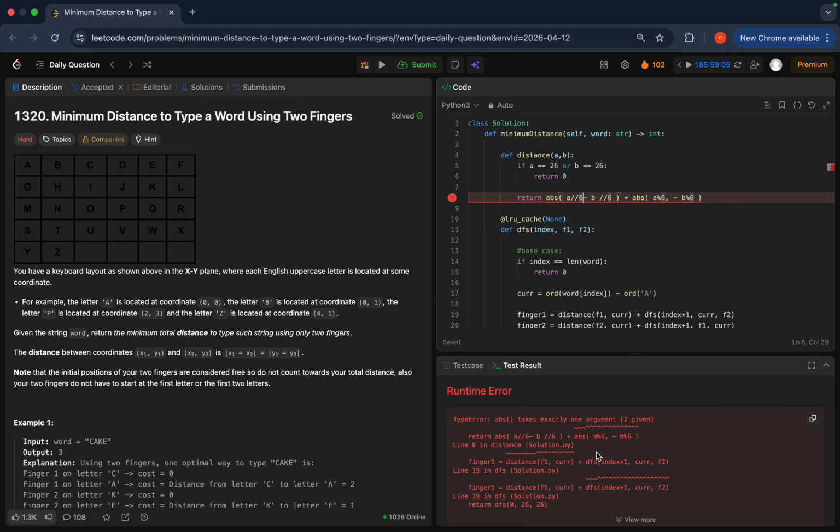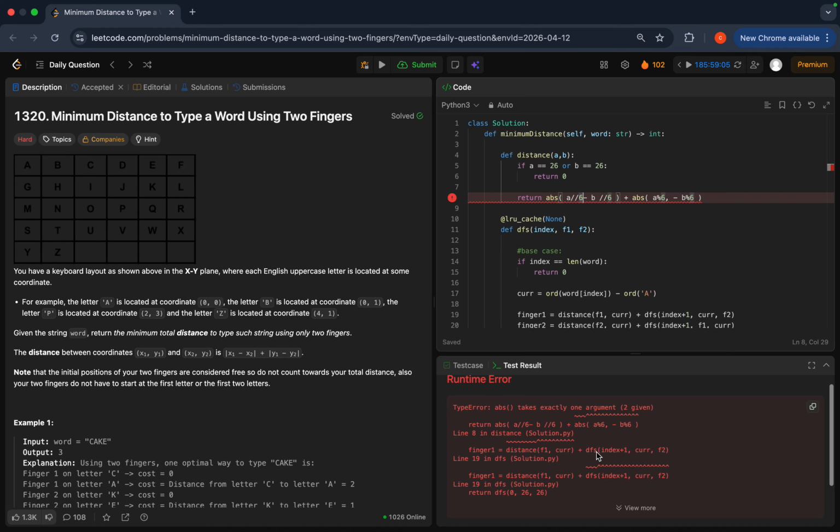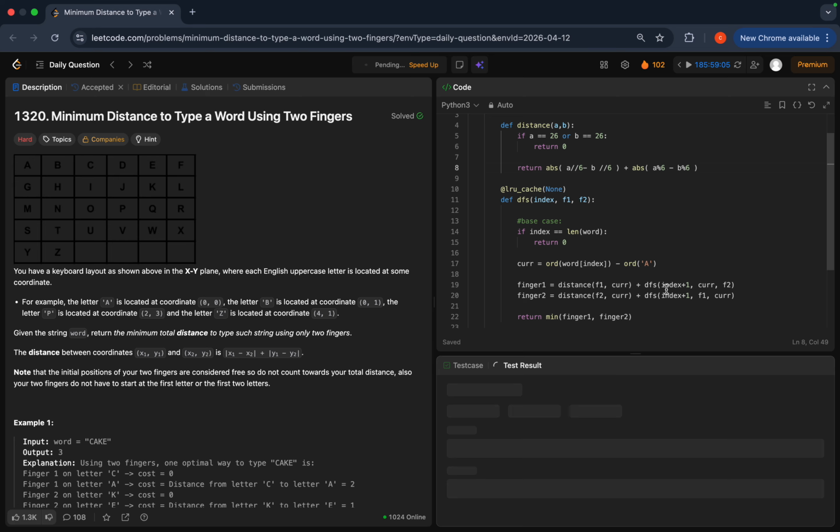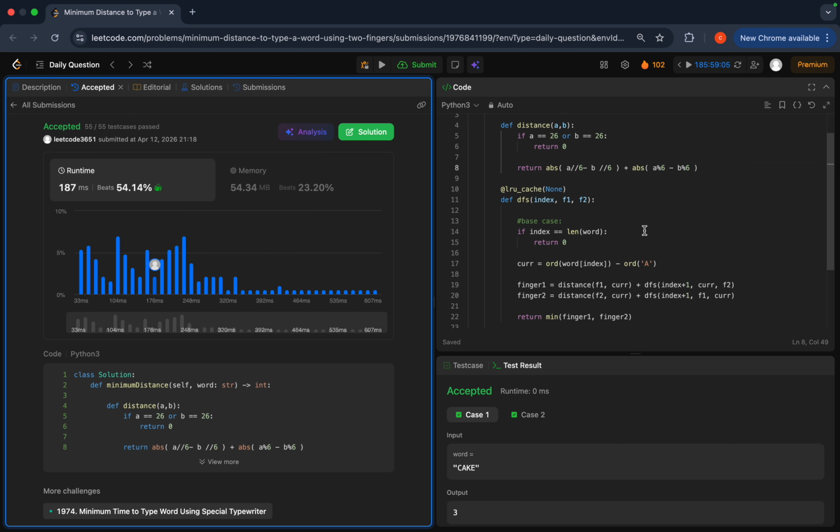So what is the type error? Exactly one argument. Oops, there is a comma. Yeah, now I guess this should work fine. Yeah, let us submit it, and there you go. Thank you.